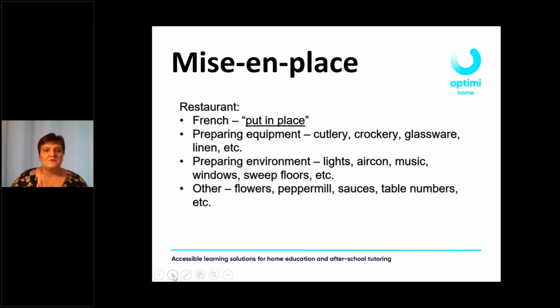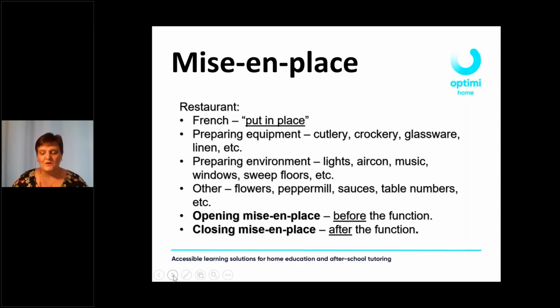So please take note that with the mise en place, we get an opening mise en place, and that will take place before the function. So it means before the people or the guests arrive, we will do all this preparation for the function. And then we also get a closing mise en place, which means we will do that after the function, and it's actually just a reverse of what we did in the beginning. So for example, we will close the windows, we will sweep the floors, we will fill the sauces, and we will pack all the apparatus away. So that is mise en place.